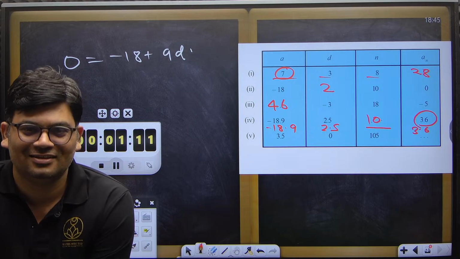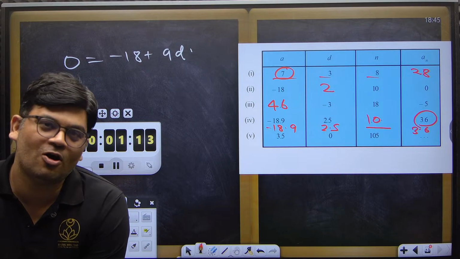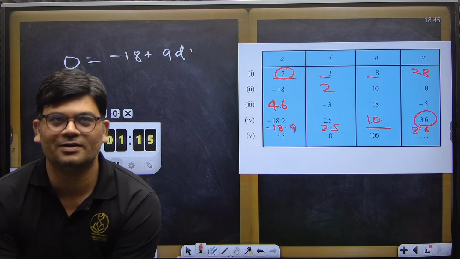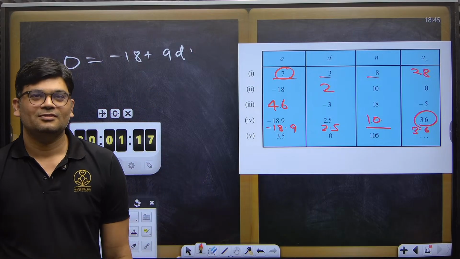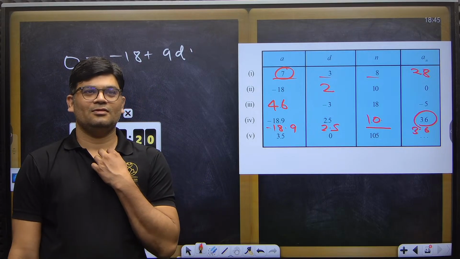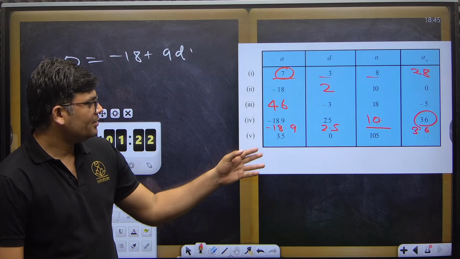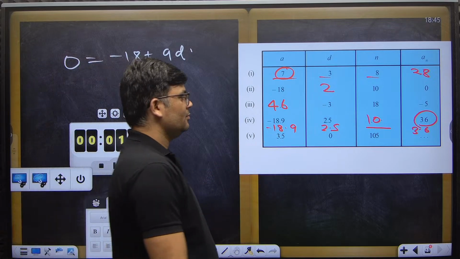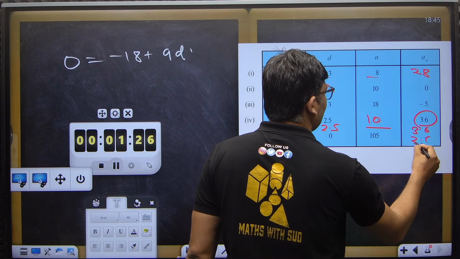I'm just writing them down. You are copying the answer or you are finding the answer as well? I'm finding them and checking them. First answer is 3.5. Whose son? This one's? Yes, sir, mine is also 3.5. Is it 3.5?